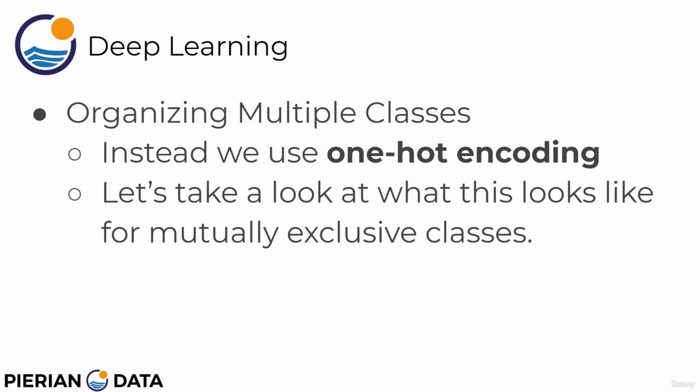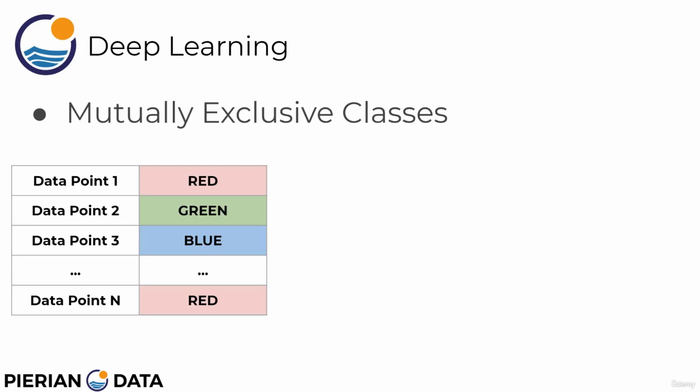You may have also heard this called dummy variables. So let's take a look at what this looks like for mutually exclusive classes. For mutually exclusive classes, you may have something that looks like this. You have data points and then a class that belongs to each data point. Here we can see data point 1 is red, then 2 is green, 3 is blue, all the way until data point n is red. Now we're not going to be able to feed these string color codes, red, green, and blue, into our neural network. So how do we actually organize this, especially considering that last output layer?